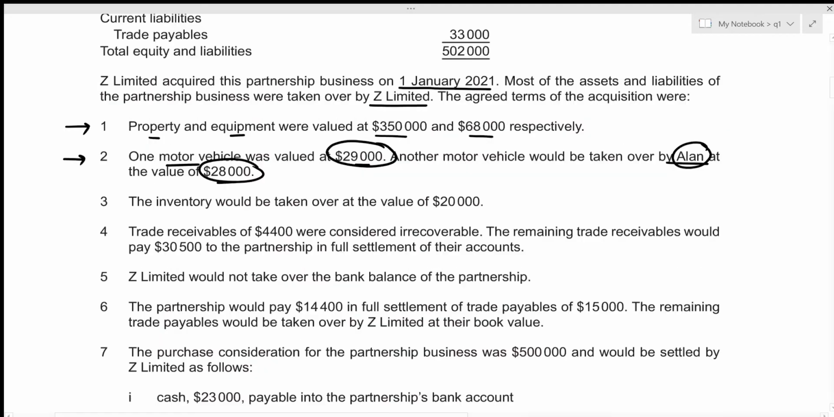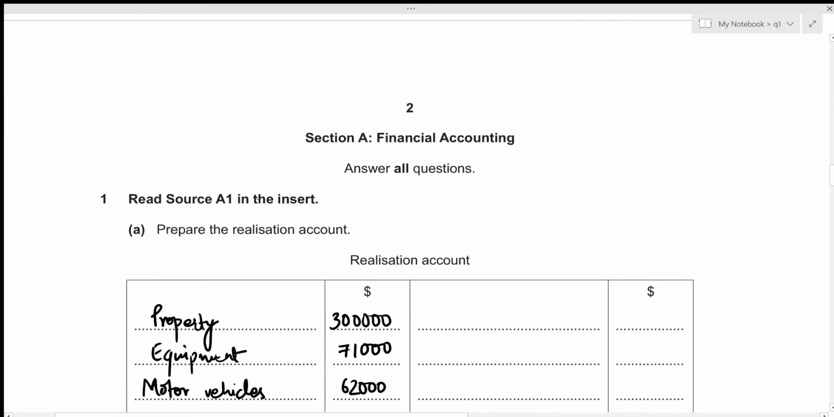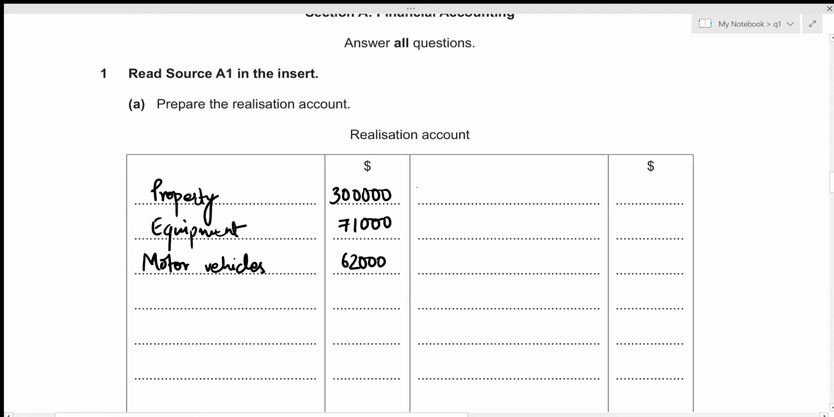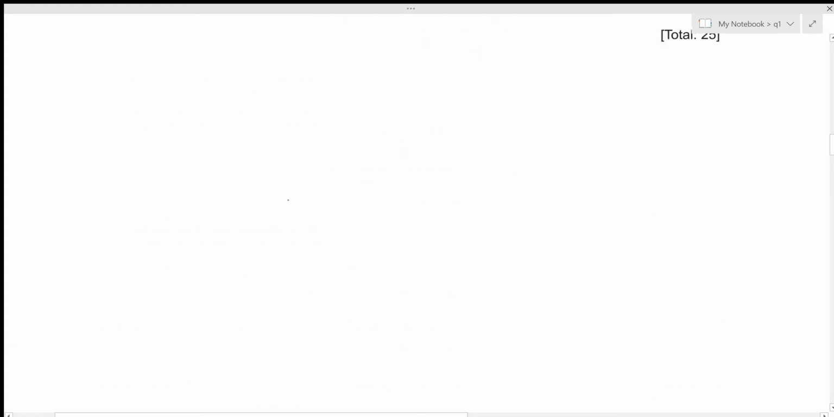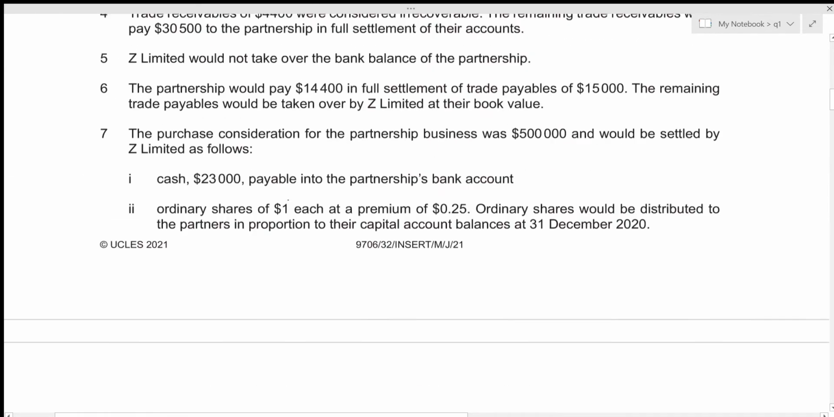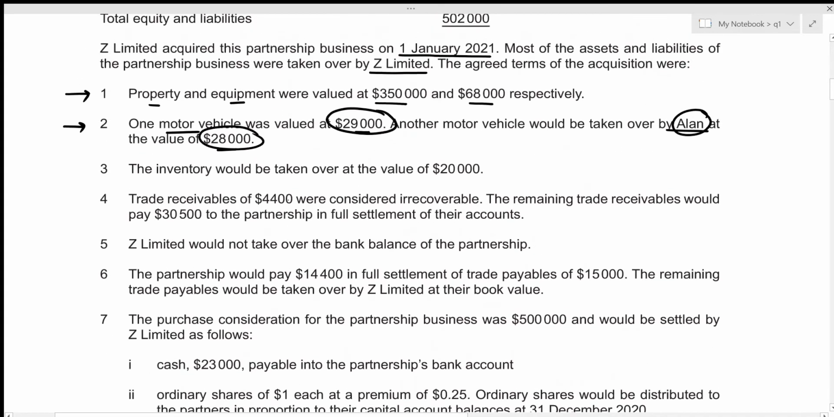Let's record this. So towards the capital account of Alan, since he is the one taking over the motor vehicle, right? And he will take it over at the value of 28,000. And for the values of property and equipment, I already said before, they will be included in our purchase consideration. So let's have a look at our purchase consideration so that we can record its value on the credit side.